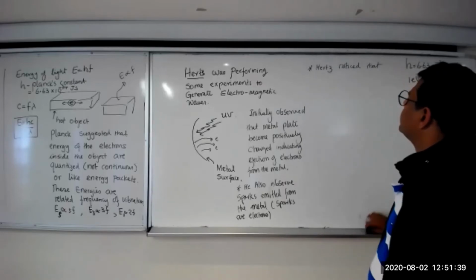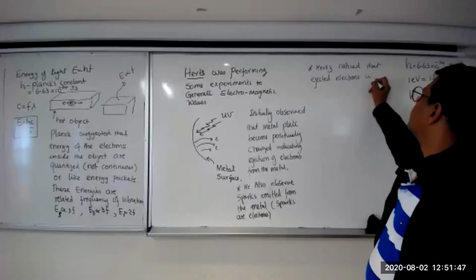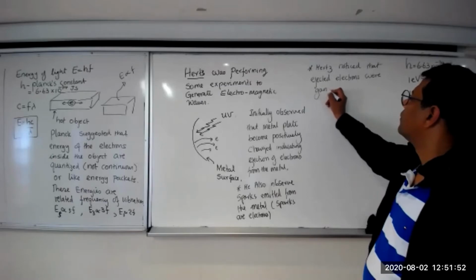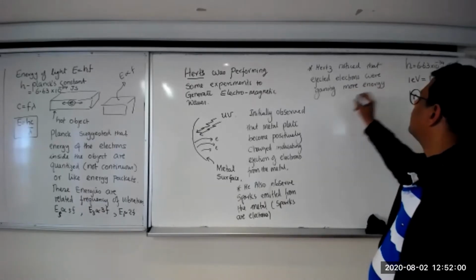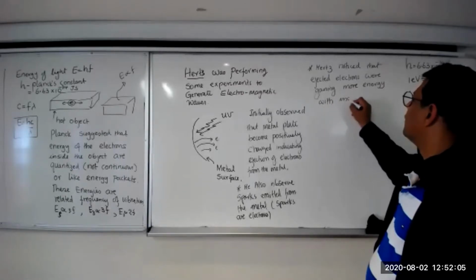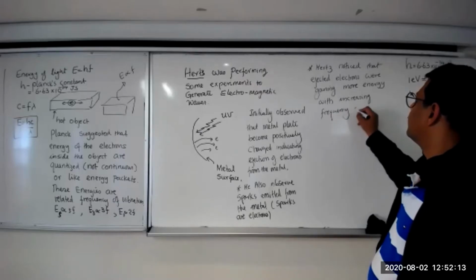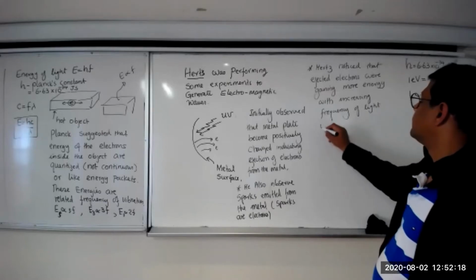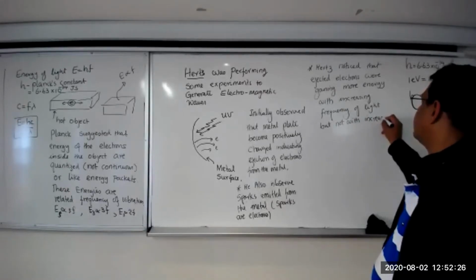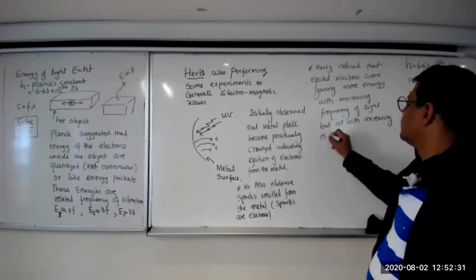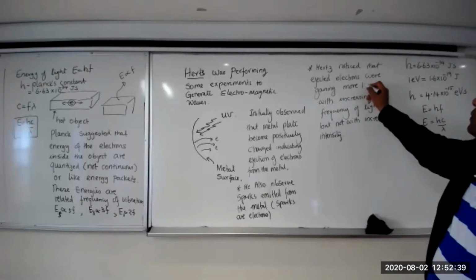Ejected electrons gain more energy with increasing frequency of light, but not with increasing intensity. So this is more kinetic energy here. It's jumping further.